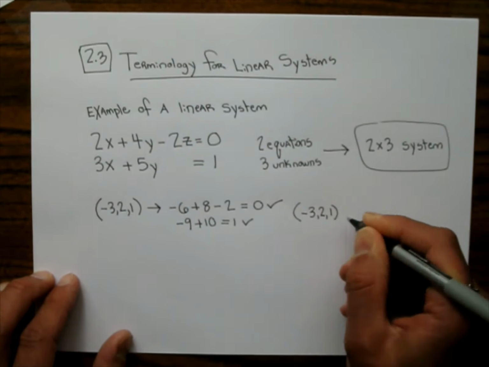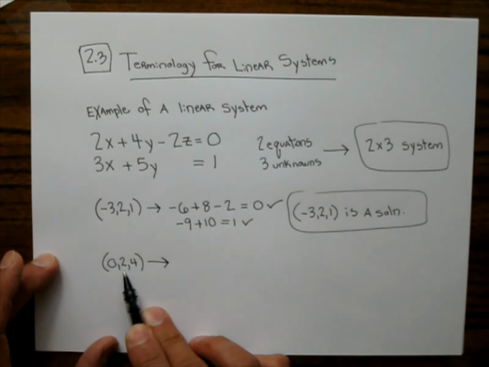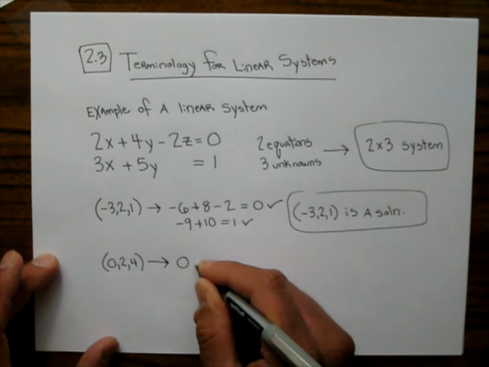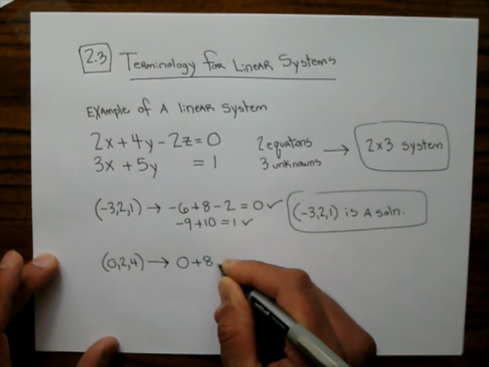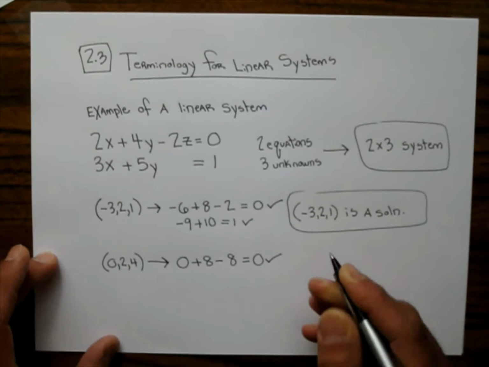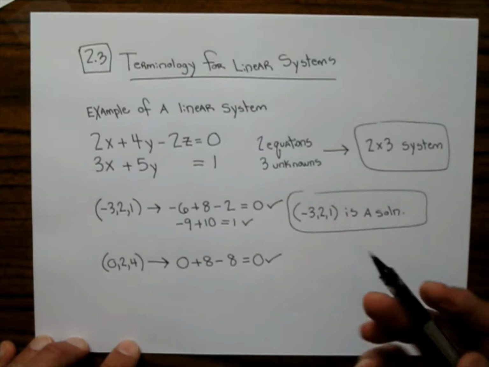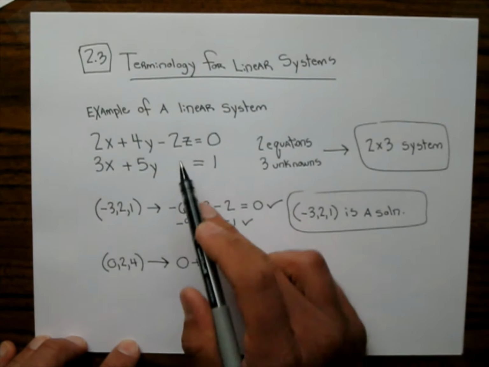Okay, what about this one right here? (0, 2, 4). You're probably thinking he's going to say this one's not, because why would you do 2 in a row? But let's just check it. I put 0 in for x, 2 in for y, and 4 in for z. I end up getting 0 plus 8, and then -2 times 4, -8. This equals 0. This is good. Now, if you've worked for the government, you might say that's good enough. Yes, it's a solution, but we should check all of them.